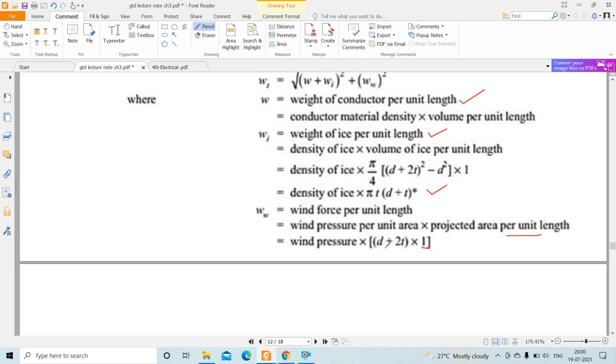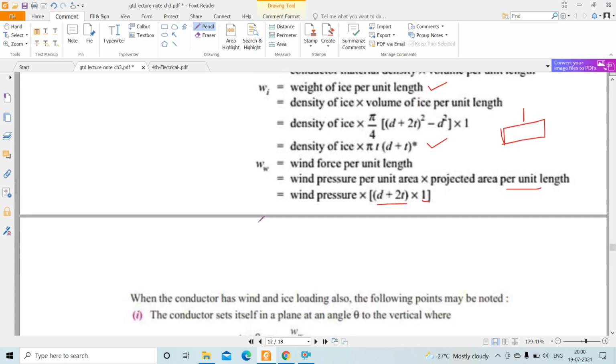That is the projected area, because a conductor looks like a rectangle. Here the length is 1 and the width is d plus 2t, so this is the area. Wind pressure into projected area per unit length, (d plus 2t) into 1. So this is the formula for Ww, the wind force per unit length.